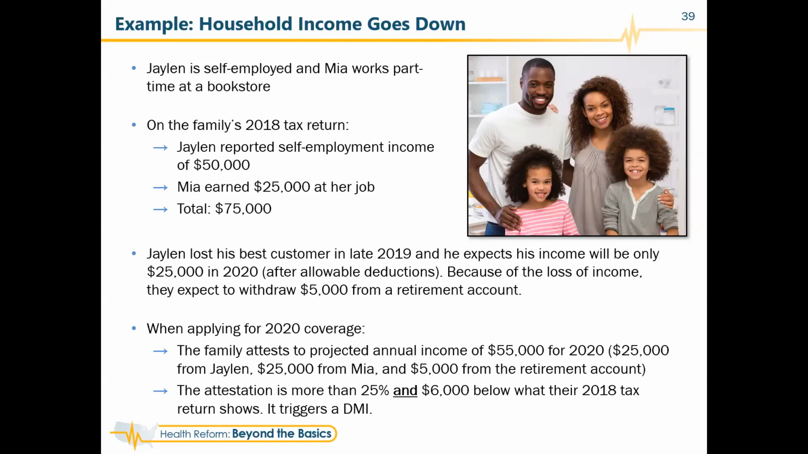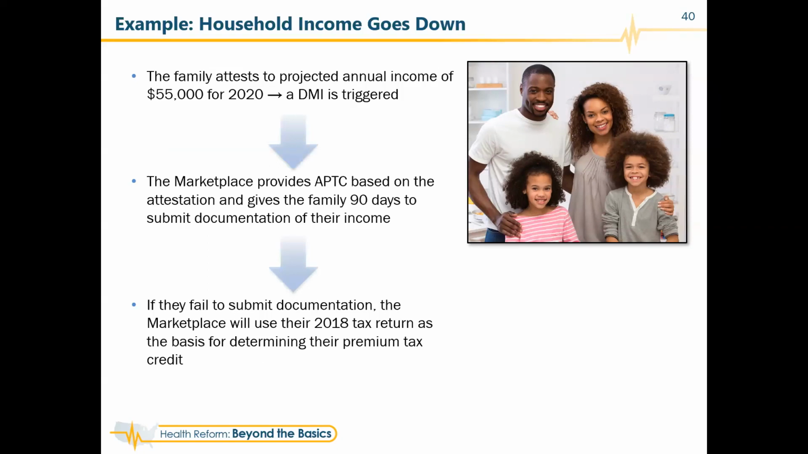This is more than 25% and $6,000 below what their 2018 tax return shows, and so it triggers a DMI. They're going to get 90 days to submit documentation of their income. And if they fail to submit documentation, the Marketplace is going to use their 2018 tax return information as the basis for determining their premium tax credit. So that higher income, meaning they would get a lower premium tax credit, is what would be used if they do nothing.